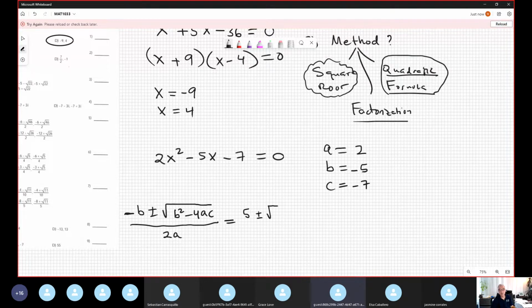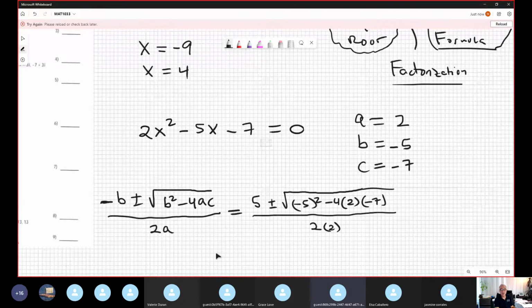Plus or minus square root of -5 squared minus 4 multiplication by A, que es 2, multiplication by C, que es -7. Be careful with the sign. Sign is important. If you make a mistake in one sign, you screw up everything. Okay, entonces, the first part that we are doing is this expression inside.